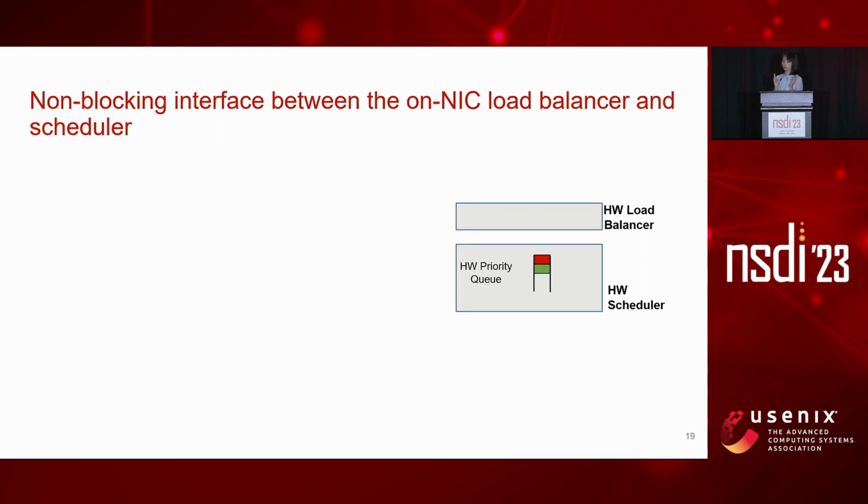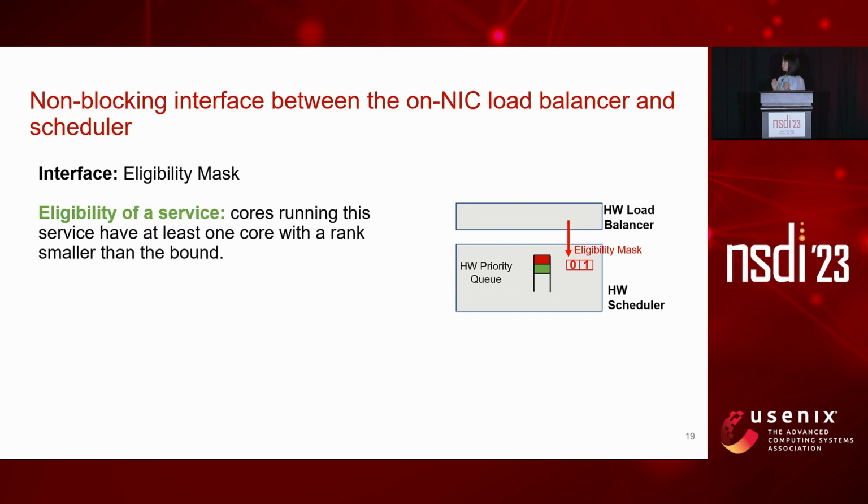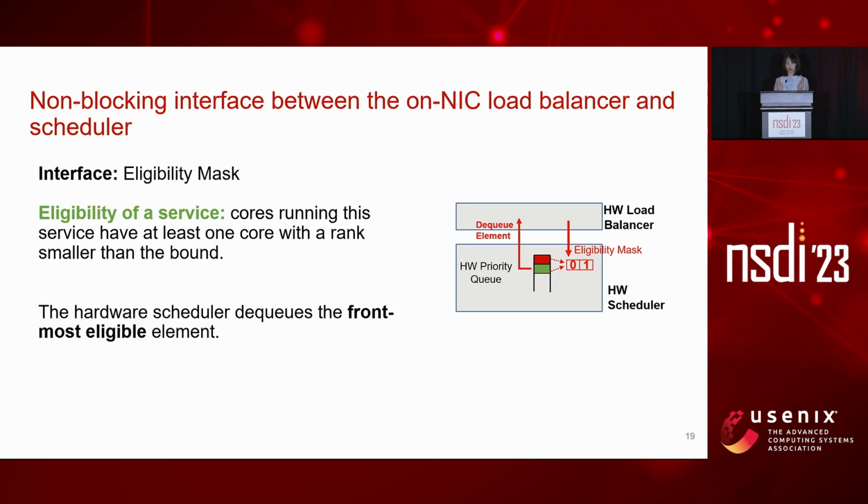To solve this problem, we come up with a non-blocking interface between the hardware scheduler and the load balancer. The load balancer will provide a bit mask to tell the scheduler which service is eligible to be scheduled. We define a service as eligible to be scheduled only when those cores running this service have at least one core with a rank smaller than the bound. So inside the hardware priority queue, it will evaluate each element's eligibility and dequeue the frontmost eligible element.